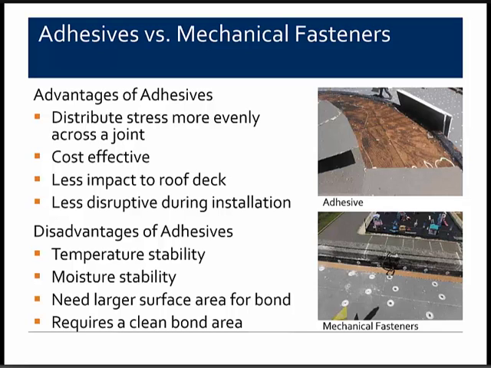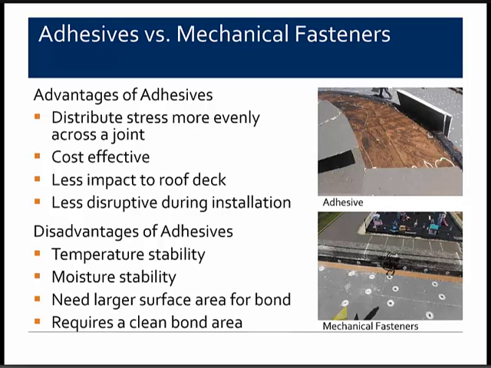Some of the disadvantages of using an adhesive rather than a mechanical fastener are the temperature stability. We need to have more stable and warmer temperatures. Moisture stability, we need to have not so much moisture in the air, and Jesse's going to get into these a little more towards the end of the presentation here. You're going to need a larger surface area for the bond, for the adhesives, and it's going to require a much cleaner working environment, particularly at the bond area, so that we're not putting our adhesive down to old roofing materials or to dust and debris, whereas with a mechanical fastener application, we have a lot more liberties in terms of that one constraint.